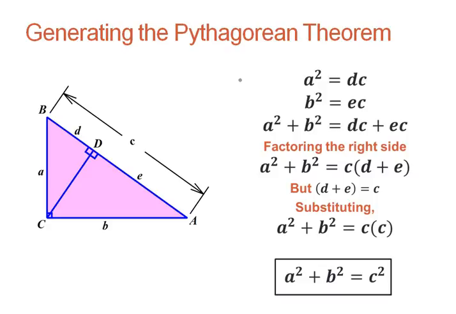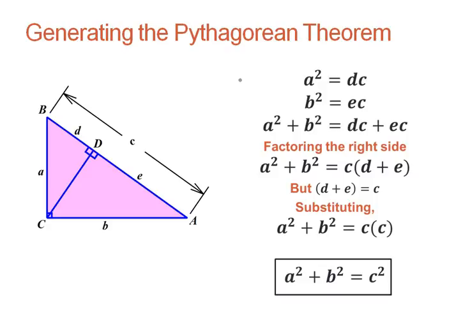Notice there's a c in both terms on the right-hand side, so we can factor out that c, leaving us with a squared plus b squared equals c times the quantity d plus e. But what's d plus e? Let's take a look at the diagram. d plus e adds up to the hypotenuse, which is c. So if we substitute that in, a squared plus b squared equals c times, and instead of d plus e, we're going to write c. So we have c times c on the right-hand side, which we can write, using just simply the laws of exponents, as c squared. So we've done it. a squared plus b squared equals c squared.